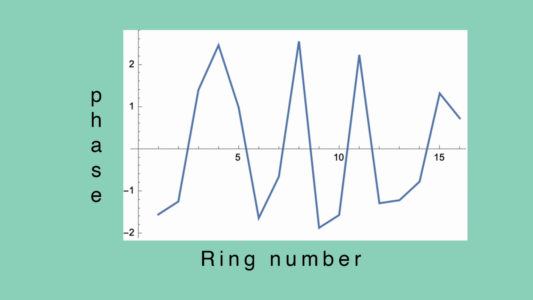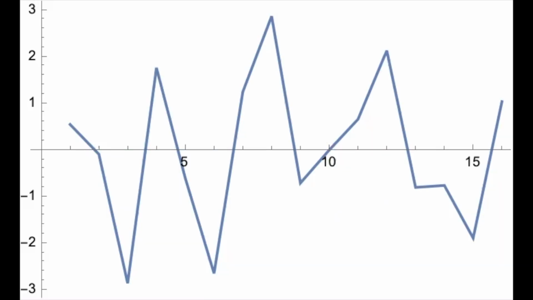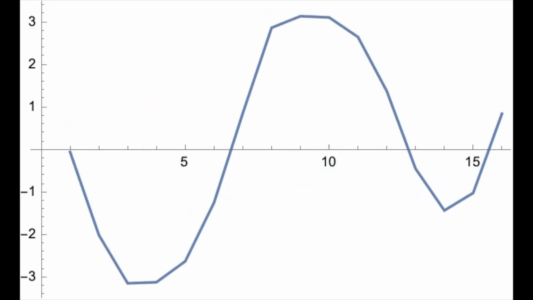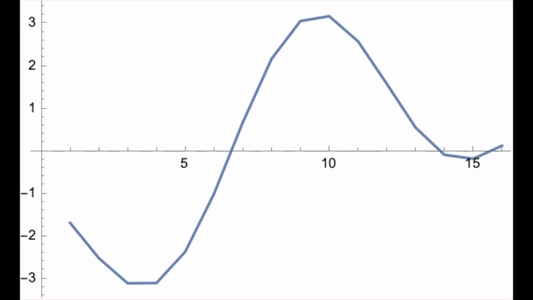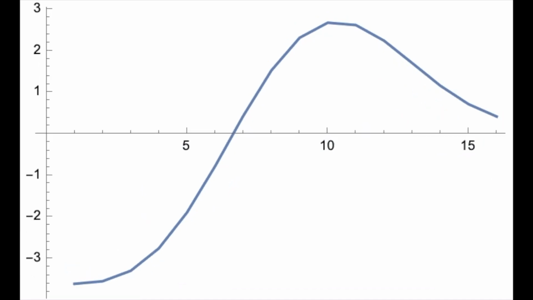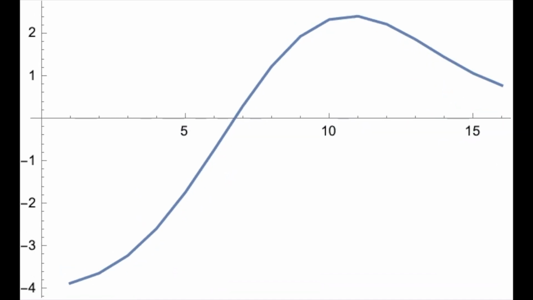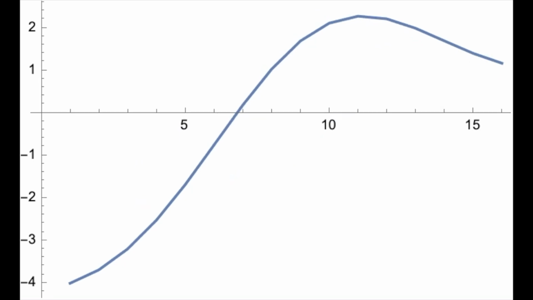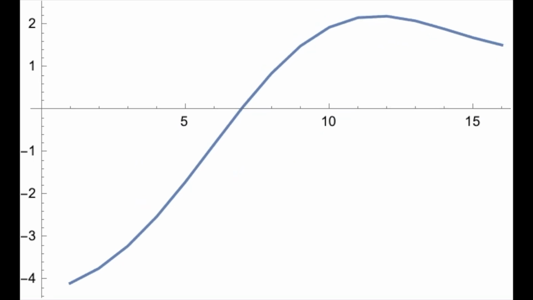This is a random set of phases. The sharp peaks are quickly smoothed down, and then gradually the curves become a smooth line, increasing continually from minus pi to plus pi, minus 3.1 to plus 3.1, along the ampulla.